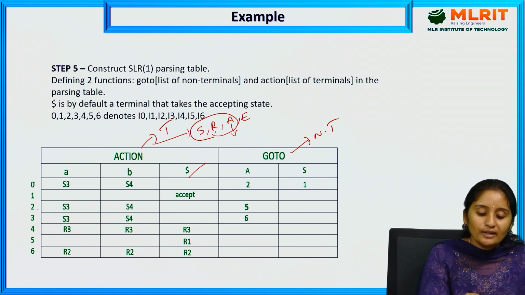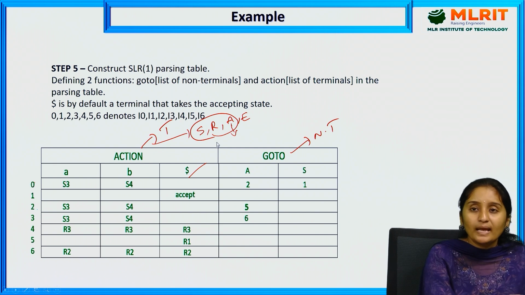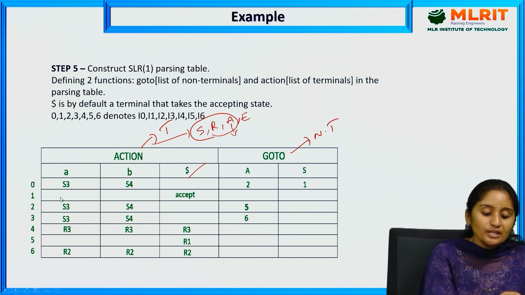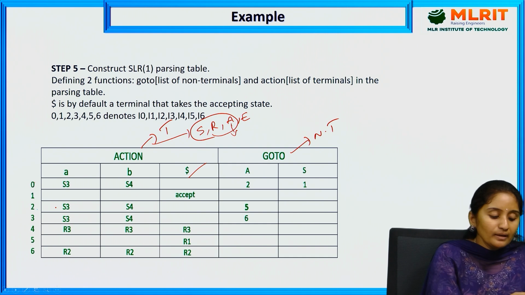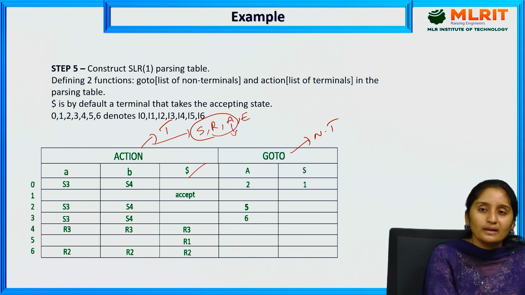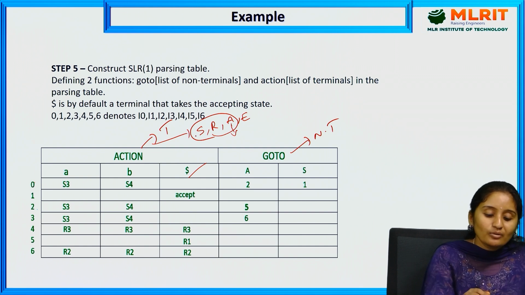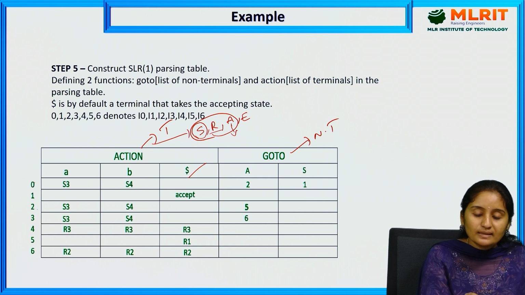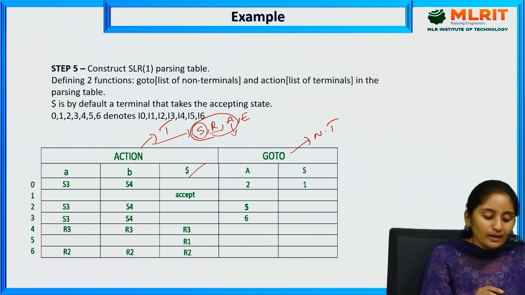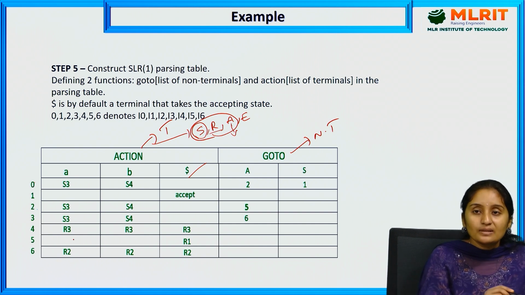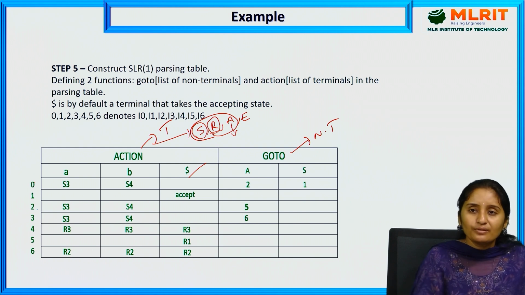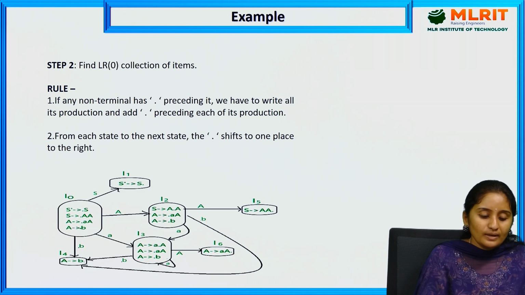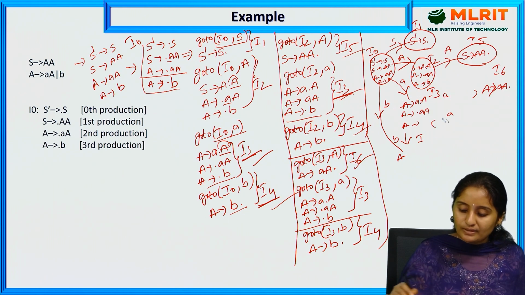Next, shift and reduce. When I am applying the go to function on terminals from a state, it moves to the next state or the same state, and we are going to mention that with S. And we apply reduce for the final states. The states which are final, for those we are going to write the reduce. Okay, so let us construct the parsing table here.